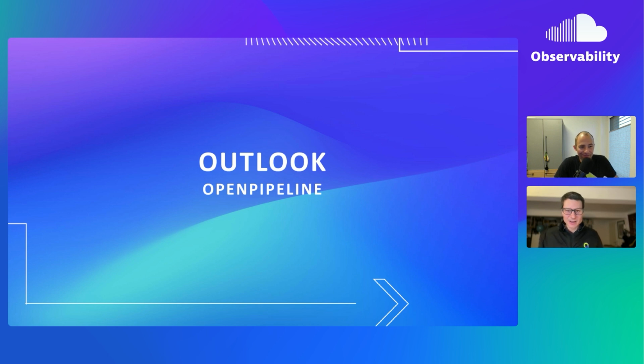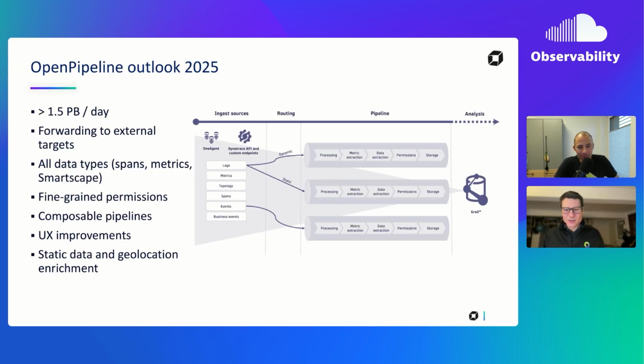Oh yeah, absolutely. So for this year, we're focusing on getting to even higher scale. We're already at a petabyte per day. That's the measure that we have, how much per day. And we're aiming for more. We're also onboarding all the data types. So far we were focused on logs, but spans are already going through OpenPipeline. So we're getting closer to our target of covering all the data types.